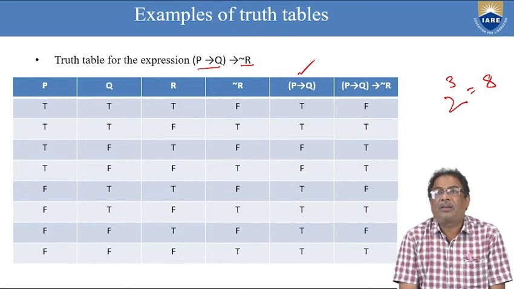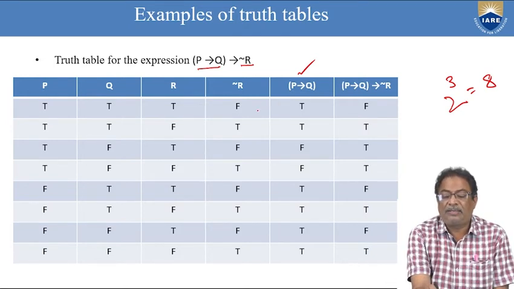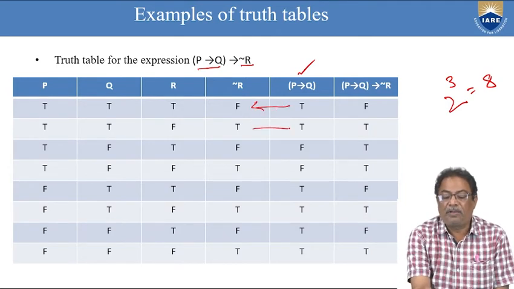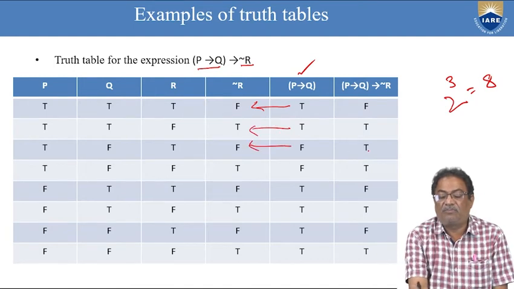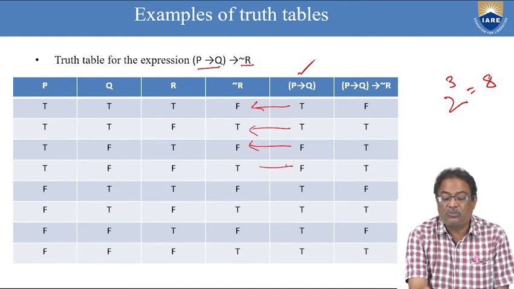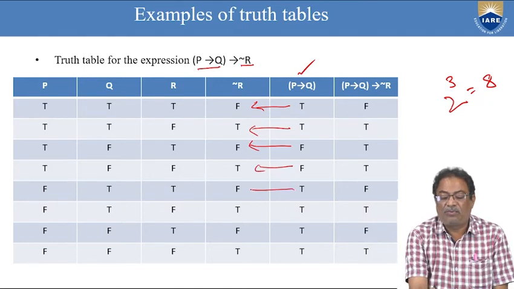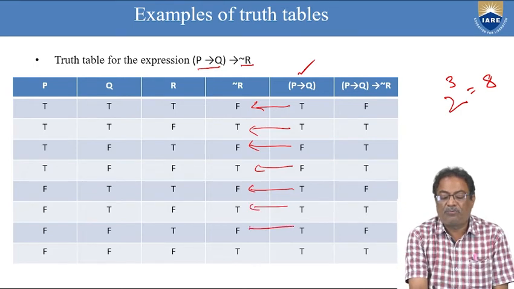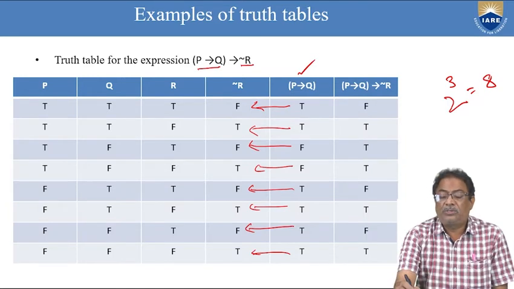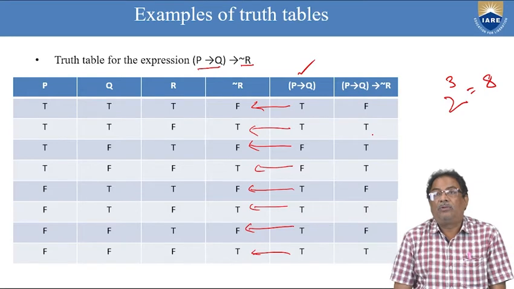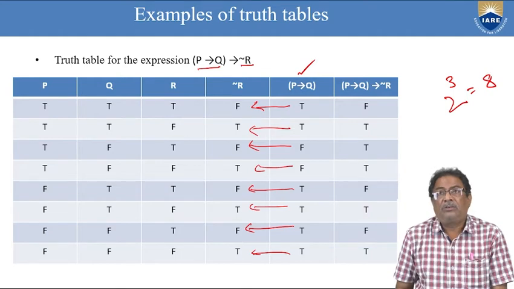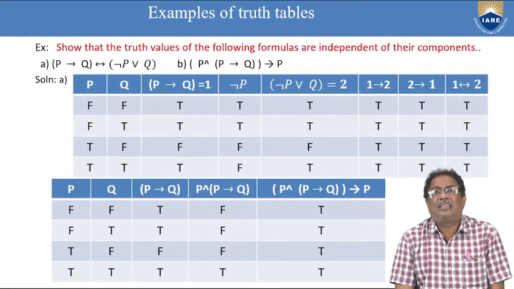After that, the given compound proposition. So here, true false, it will become false; true true, it will become true; then false true, it will become true; like this. True false, it will become false; like that we have to calculate. True true, it will become true; true false, it will become false; and true true, it will become true. So like that we calculate the truth table for the expression if P then Q, then negation of R. Now let us discuss the other problem.